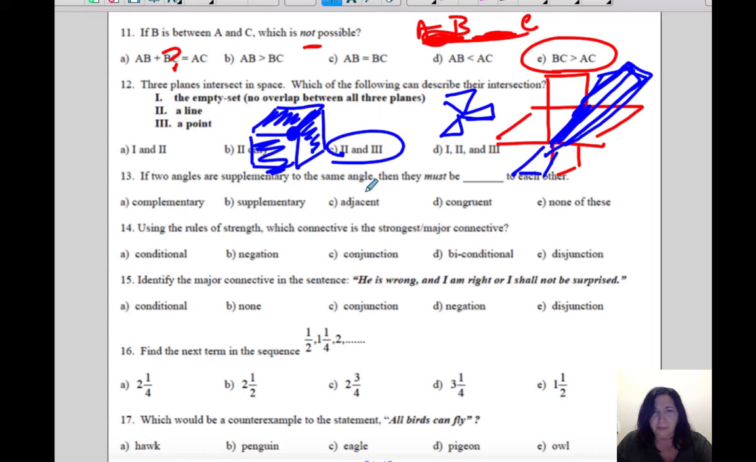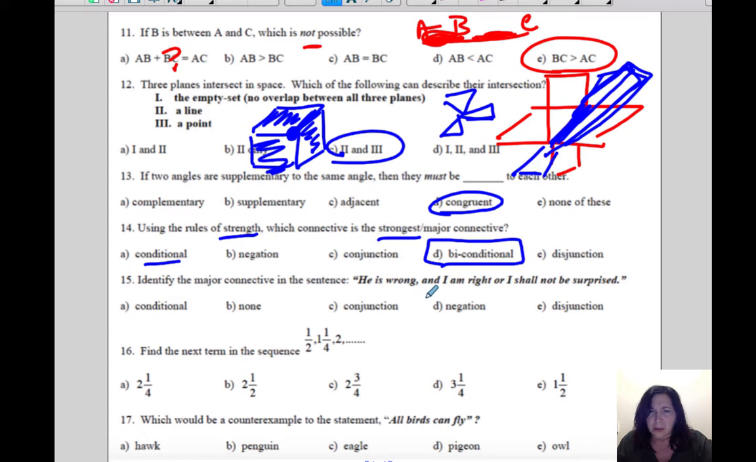If 2 angles are supplementary to the same angle, then they have to be congruent. Using the rules of strength, now we're back to logic, which is the strongest major connective? It's either a conditional, if that's all that's offered. Nope, biconditional is all power, it has superpowers, okay? Okay, so identify the major connective in the sentence.